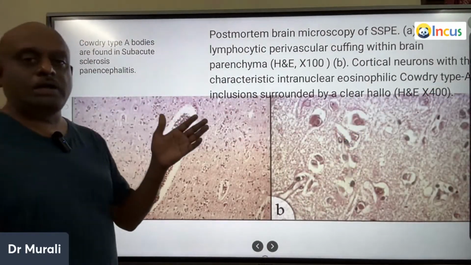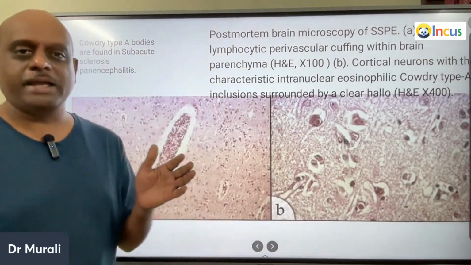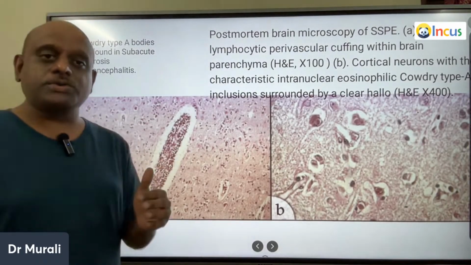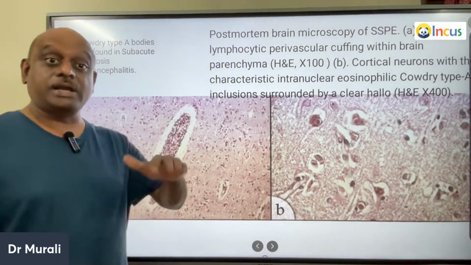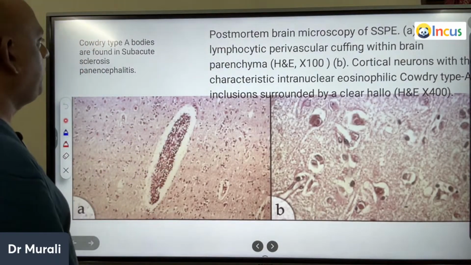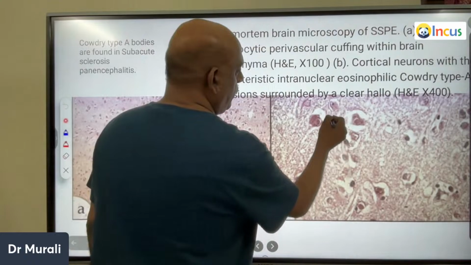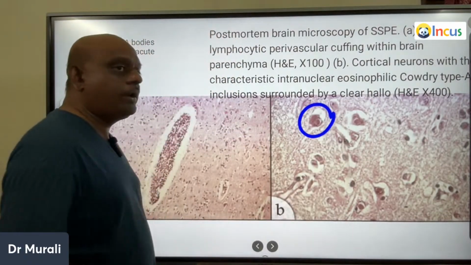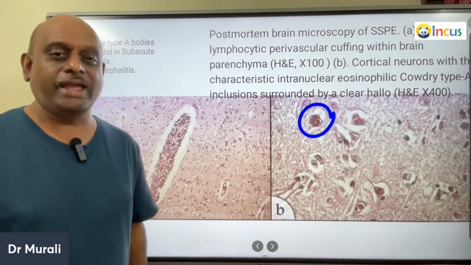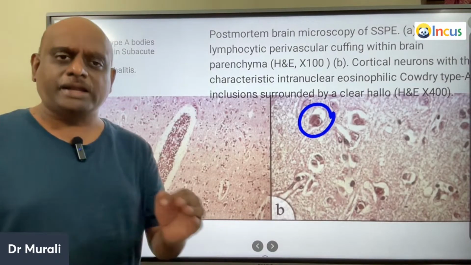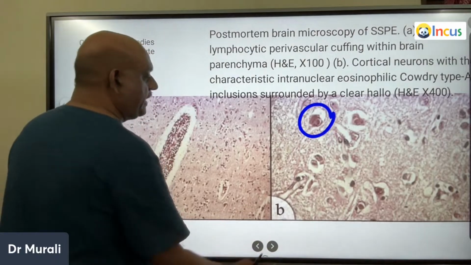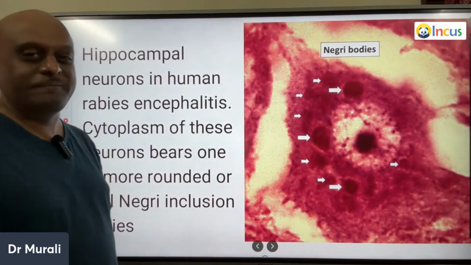Now, this is the postmortem brain biopsy in a patient who had subacute sclerosing panencephalitis. It's a late complication of measles. Typically, we find what are called Cowdry type A inclusion bodies in the case of subacute sclerosing panencephalitis, which is a feature of measles. A late complication is what you should know.